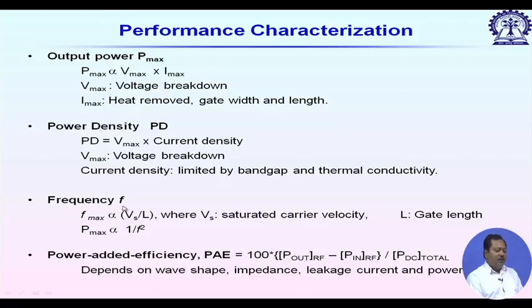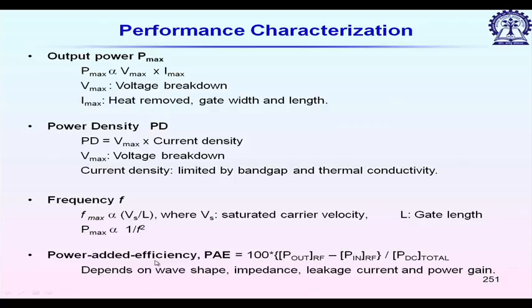Next, high frequency operation. F max is proportional to Vs by L, where Vs is the saturated carrier velocity and L is the gate length for a given, let us say, FET, and P max is proportional to 1 by F square. So, if we increase frequency, it is expected that power will decrease very fast, as we have seen in previous plots.